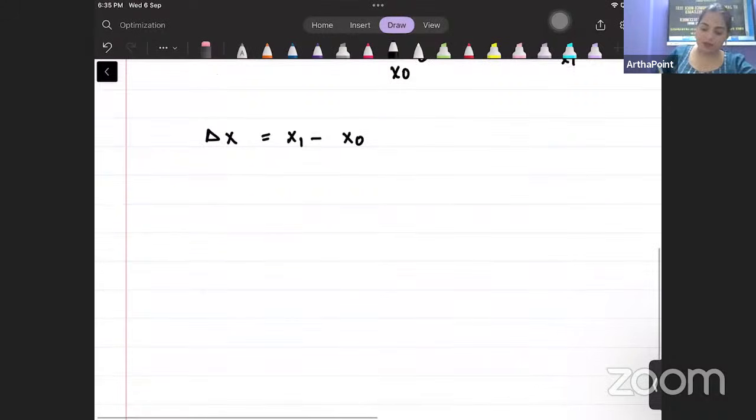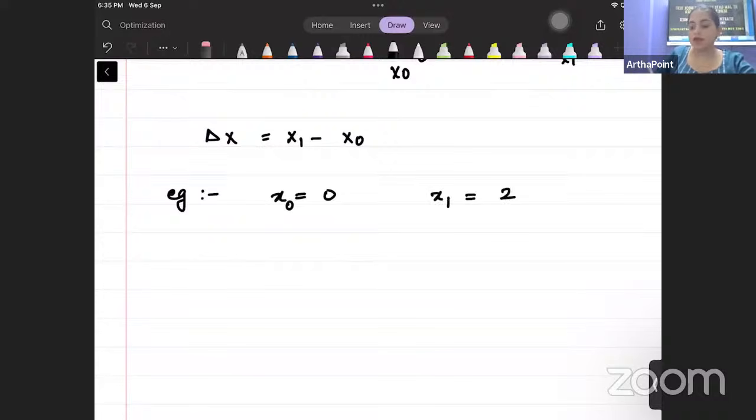जैसे एक example लेते हैं. Example. If I tell you that the initial value of x is 0, and the final value of x is 2. So beta, change in x kya ho gaya? 2 minus 0, that means 2. That is the change in x.